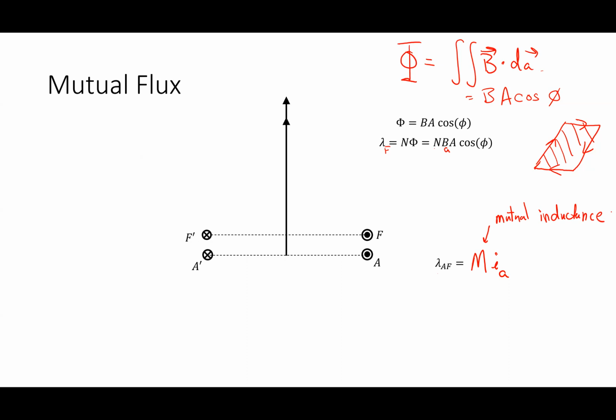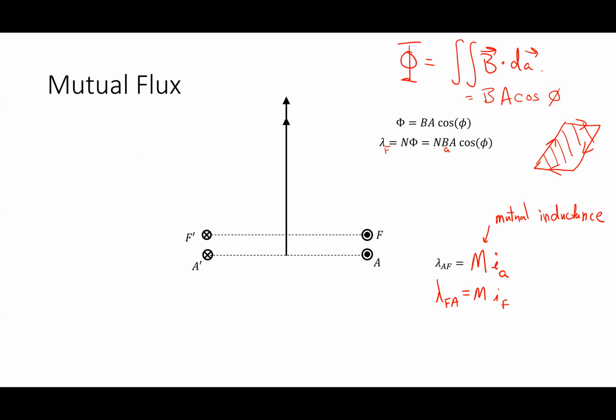All right. Now it turns out if I did the opposite, basically if I said, what's the flux in A from F? It would be M times IF. Those things are always symmetric like that. All right, they're always symmetric. And I'm going to do that without proving it, but it's not too hard to prove it.